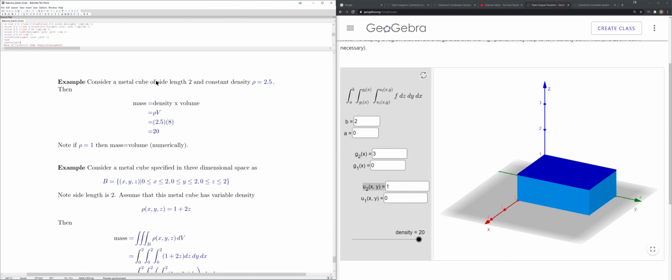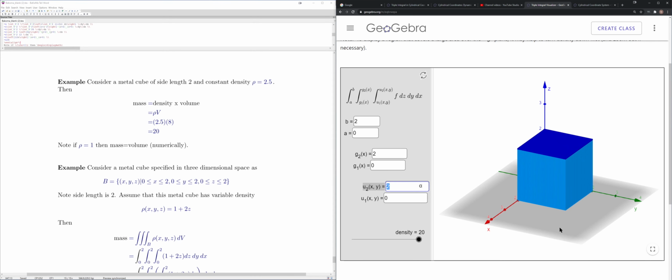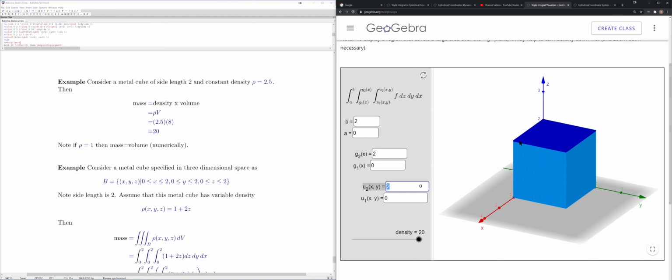Suppose I have a metal cube of side length 2. This metal cube has a length, width, and height of 2. So what you have is a cube here, a metal cube of side length 2. The volume is going to be 2 times 2 times 2, which is 8. So this has volume 8.